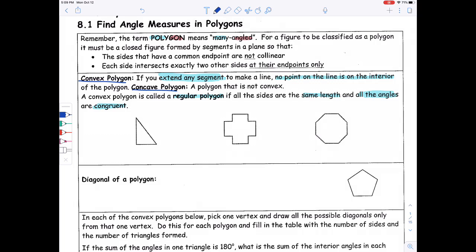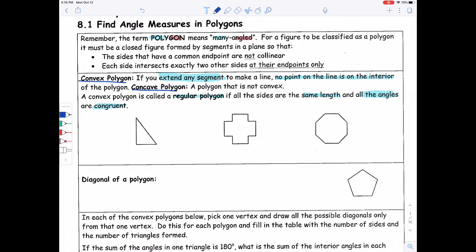Now a convex polygon is any shape that when you extend any segment to make a line, so any of the sides to just extend out, no part of that line will be in the interior of the polygon. Concave would be the opposite. So when I think of concave, I think of a cave, so it's like a cavern. If you look at the shape, it kind of dents into the shape. Convex would just be the opposite, so nothing is really caved in, it's just all sticking out.